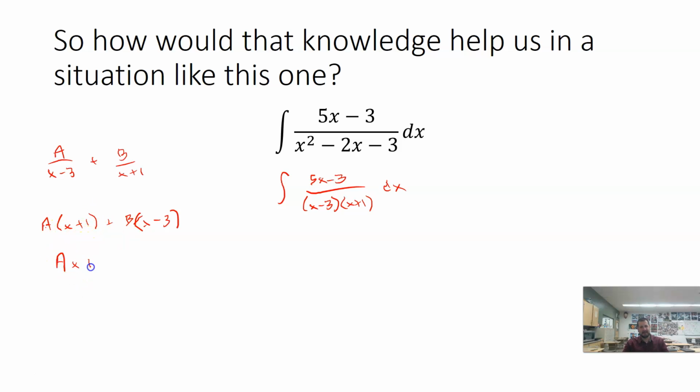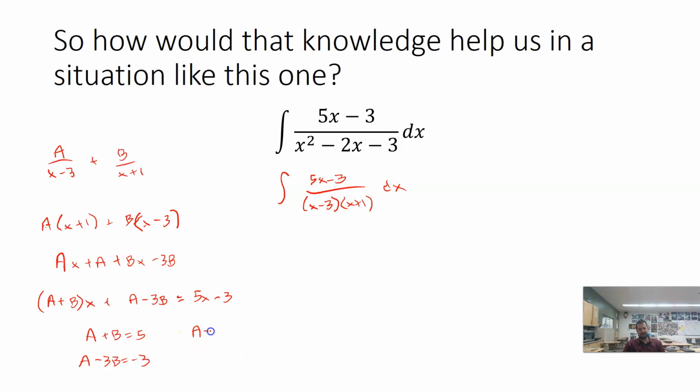So I'm going to have ax plus a plus bx minus 3b. Then we combine our terms together that have x's in them, so I'm going to have a plus b. Again, I'm going through this quickly because we did quite a few of these in the example, so you shouldn't worry about it too much. Then it needs to be equal to 5x minus 3. So a plus b is equal to 5, and a minus 3b is equal to negative 3.